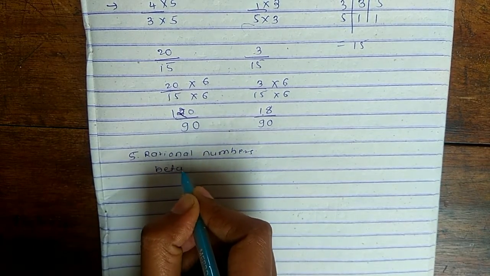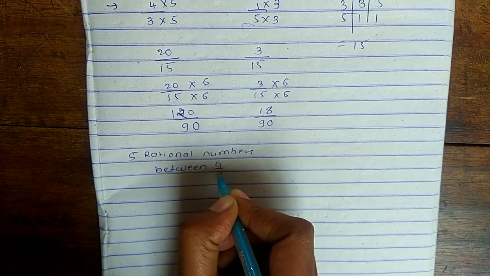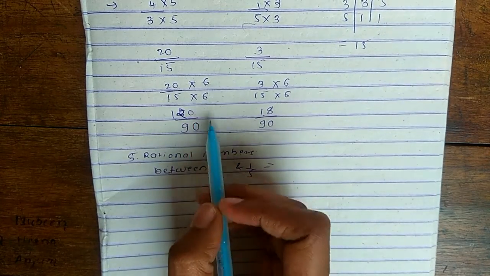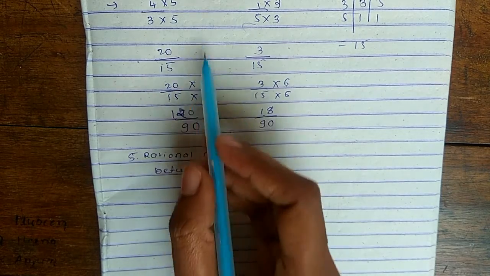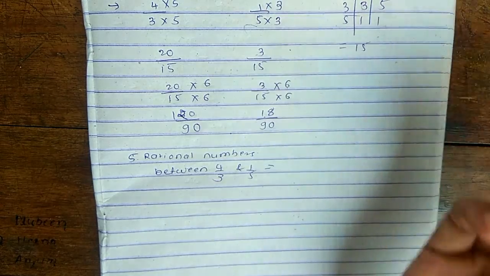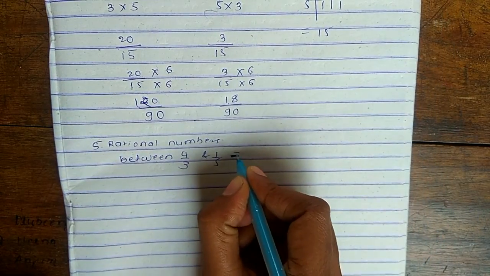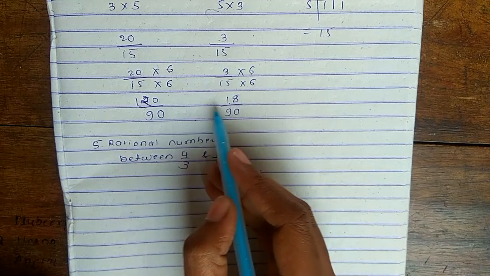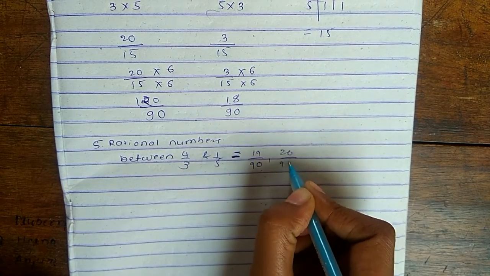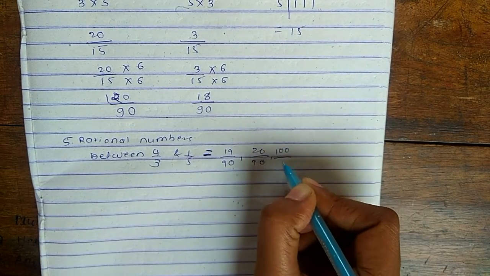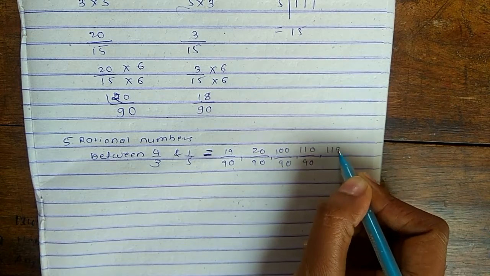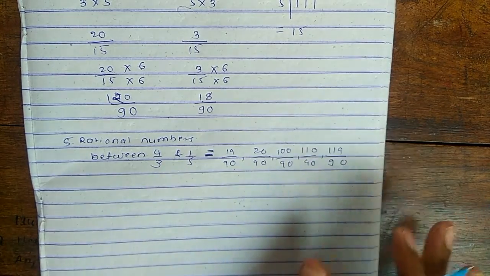5 rational numbers between. So our main rational numbers are 4 by 3 and 1 by 5. And this 120 upon 90 is the equivalent form of 4 by 3. 18 upon 90 is the equivalent form of this. So you can write any rational number. So 19 upon 90, I'll write, then 20 upon 90. Then I would like to take 100 upon 90, then 110 upon 90, then 119 upon 90. Any rational numbers you can write.